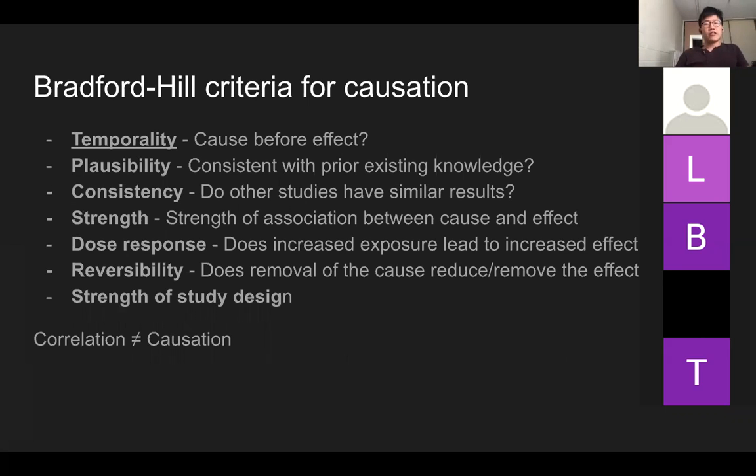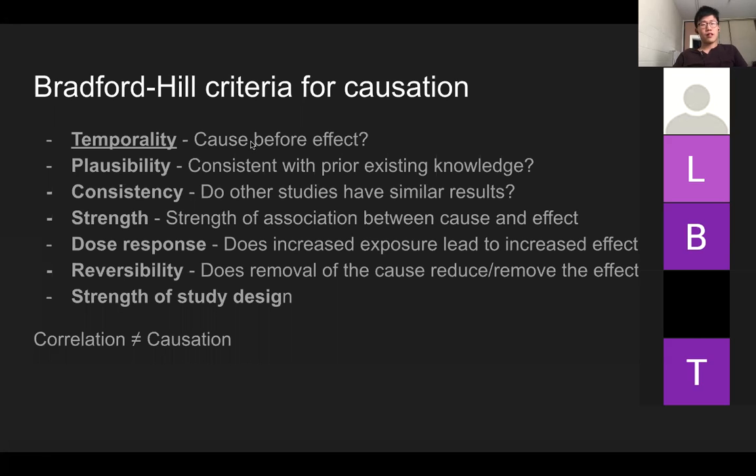Next, we're going to look at the Bradford-Hill criteria for causation. It's a set of criteria which needs to be fulfilled in order to establish causation. It's important to note that just because there's correlation, it doesn't necessarily mean there's causation. The most important thing of this criteria is temporality, and that is the cause must come before the effect. Obviously, something can't cause something else if they happen at the same time or if it happens afterwards.